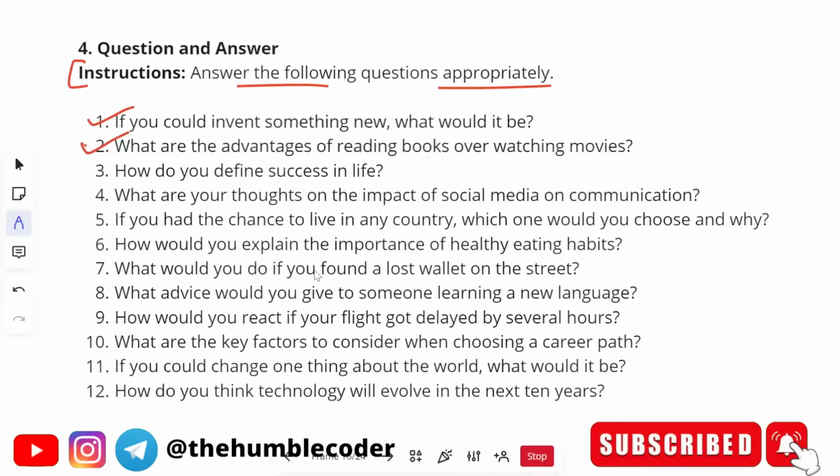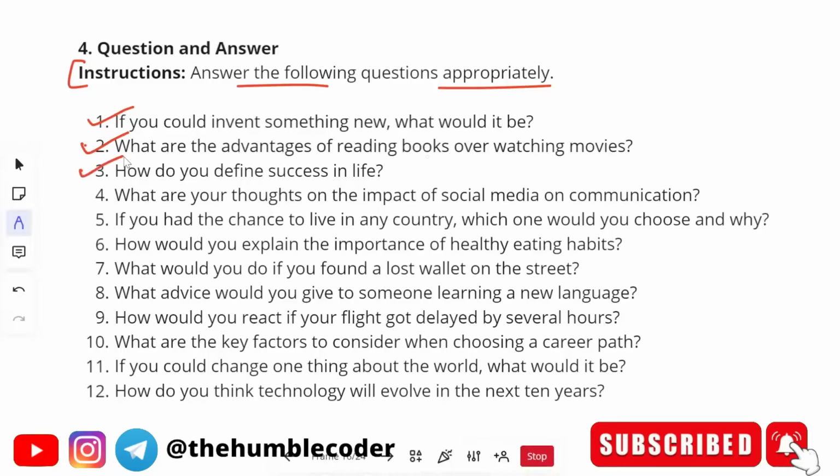What are the advantages of reading books over watching movies? The answer for this one can be, reading books enhances imagination, improves vocabulary, and allows deeper understanding of characters and plots. Unlike movies, books let readers interpret the story in their own way and develop critical thinking skills. Moving on to the next question.